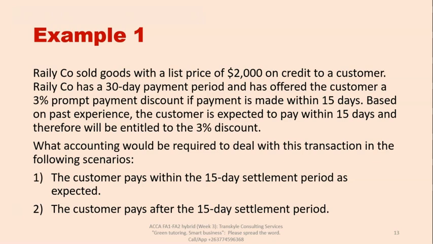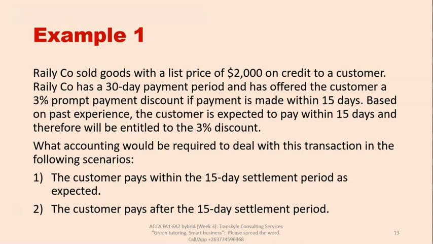Irrecoverable sold goods with a list price of 2,000 on credit to a customer. Irrecoverable has a 30-day payment period and has offered the customer a 3% prompt payment discount if payment is made within 15 days. Based on past experience, the customer is expected to pay within 15 days and therefore will be entitled to the 3% discount. What accounting would be required to deal with this transaction in the following scenarios? Okay, number 1, the customer pays within the 15-day payment period as expected. Then number 2, the customer pays after the 15-day settlement period.